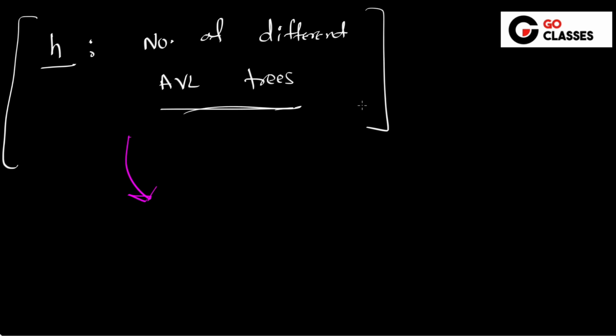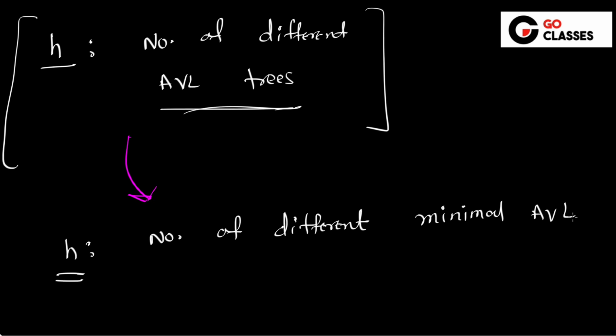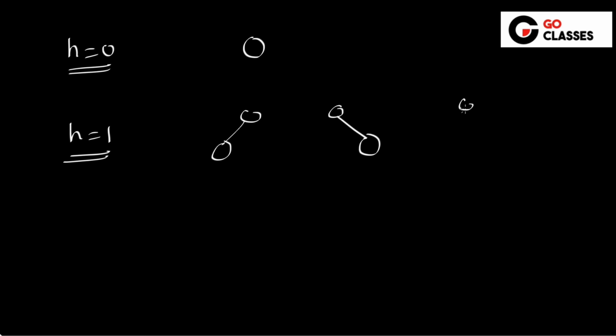Instead of finding the number of different AVL trees for height h, let me pose a different problem to you. For a given height h, let me find the number of different minimal AVL trees. Now, what do I mean by minimal AVL trees? It is basically the minimum number of nodes. Which means if I say that for height h equal to 0, how many minimal AVL trees are possible? Just one, right? For height h equal to 1, how many minimal AVL trees are possible? Just 2, not 3. Earlier it was 3, because I can have any possible AVL tree for height h equal to 1. But here I am saying minimum number of nodes.